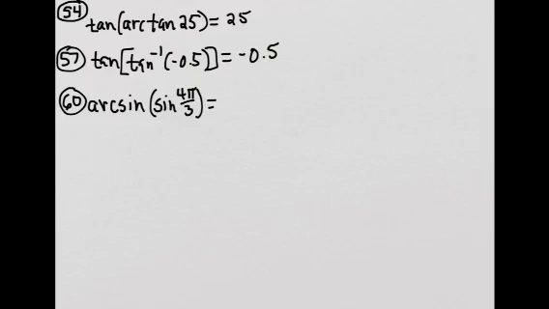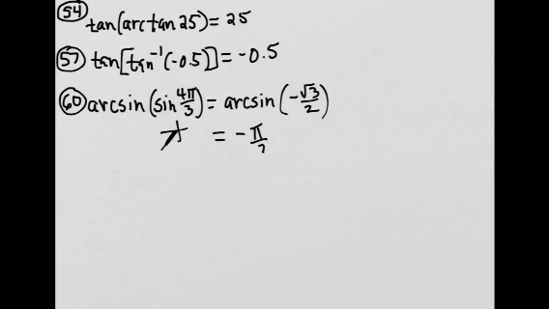So this is going to be arc sine of, remember, 4 pi over 3 is right here. So it's a 60 degree angle, sorry. So it's going to be in quadrant 3, negative radical 3 over 2. So now we're going to solve, okay, what's the arc sine of negative radical 3 over 2? What angle gives you a sine ratio of negative radical 3 over 2? And to keep it within the range, it has to be negative pi over 3. That way it's within negative pi over 2 and positive pi over 2.